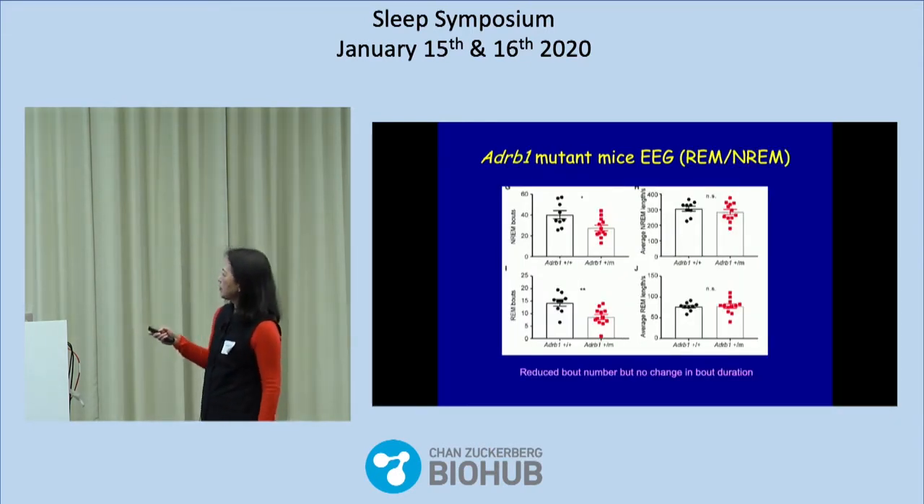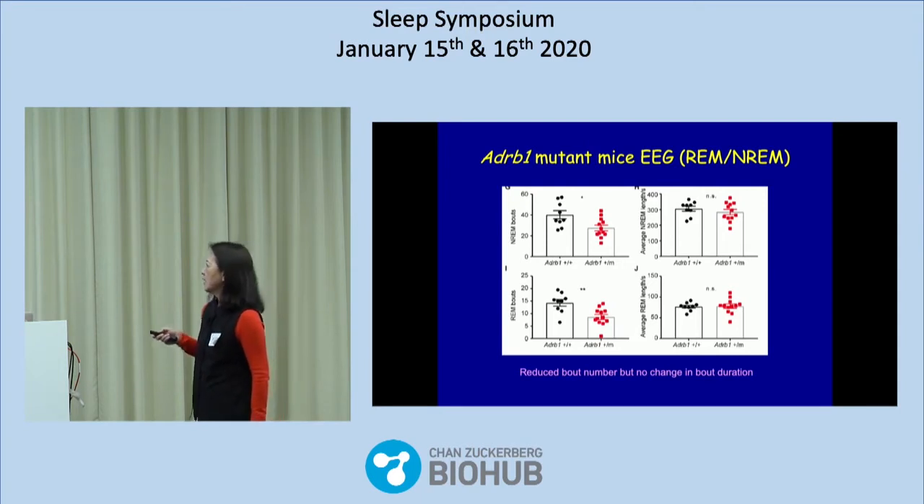Now, if we look at the REM and non-REM bout length and bout number, we found that both the REM and non-REM bout length didn't change, but the bout number actually changed for both. So the mutant mice sleep less because they have fewer sleep bouts, and the bout length actually didn't change.